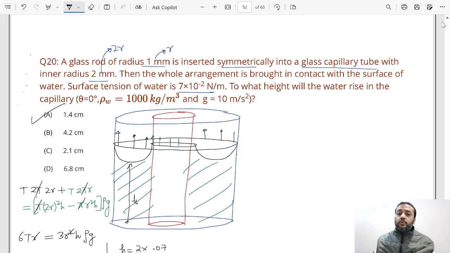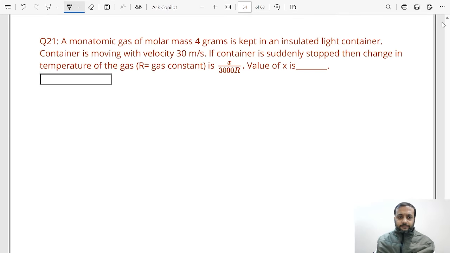But for that you will need to know Young's formula, which is not in the JEE syllabus. Basically, Young's formula tells you the excess pressure across a general surface. The 2T by R result which you might know is true for a spherical surface. For a general surface, the excess pressure is T into (1 by R1 plus 1 by R2). So if you know that, you can use it to solve this question too.